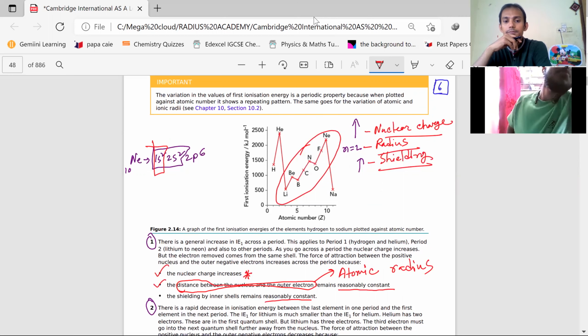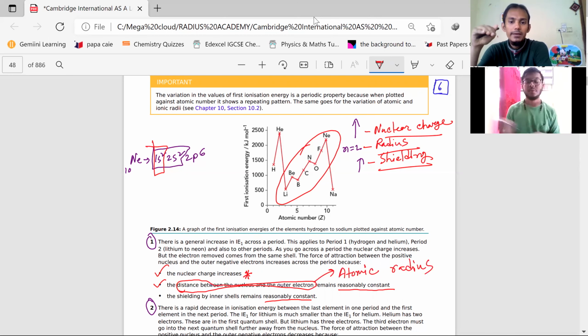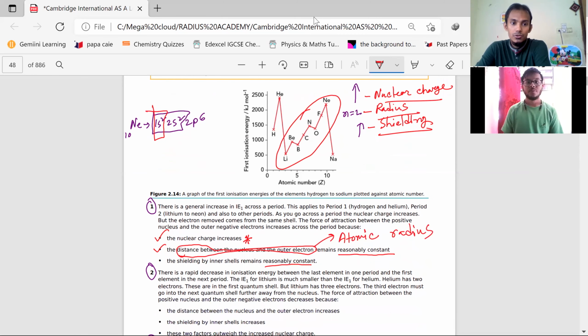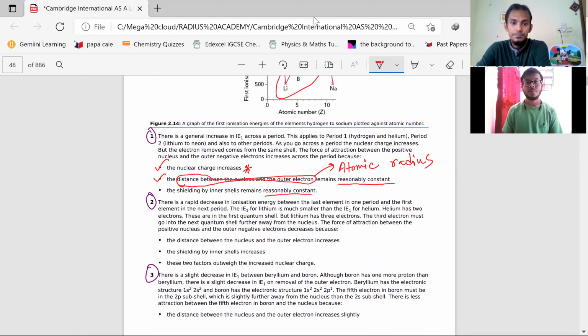Right? So atomic radius remains reasonably constant, and the shielding remains reasonably constant because all these atoms or elements present in period 2, or if you say in period 3, the same reason you will give. So all these electrons will get the same shielding from the inner shells, because they have the same number of inner shells. So number 1 is done.